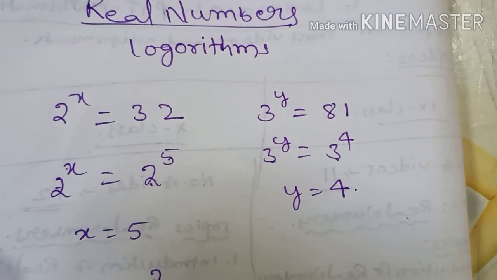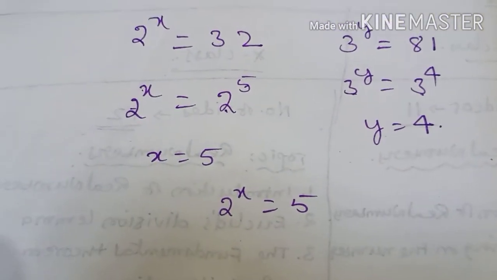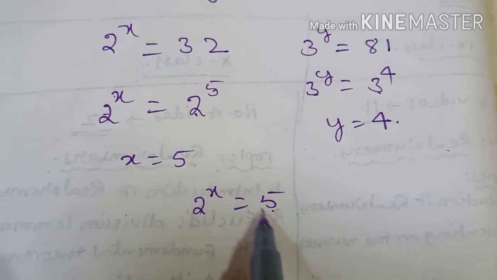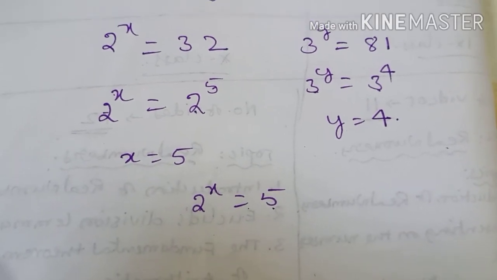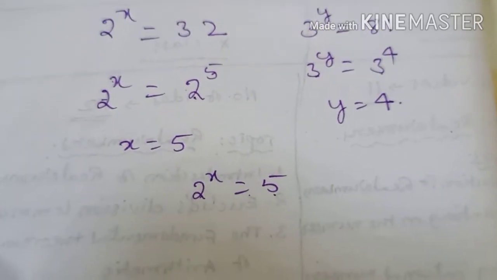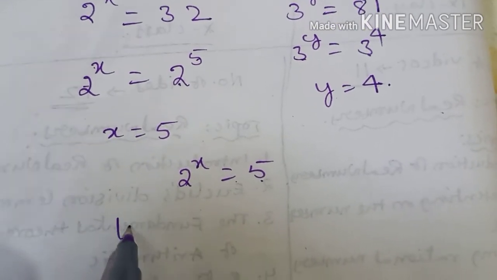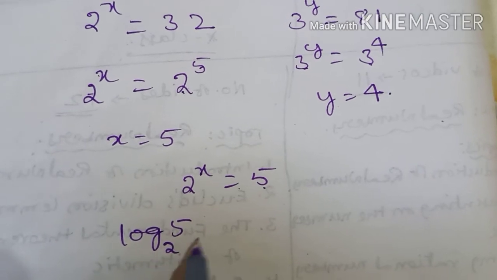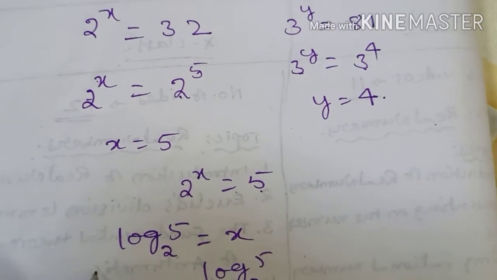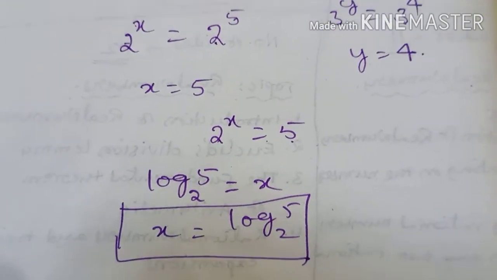In case 2 to the power of x is equal to 5, is it possible to find out the value of x in this method? Not at all. 2 to the power of x is equal to 5, we cannot express 5 as a power of 2. Then we use a new method, that is logarithms. We apply the log on both sides, and we can express this in logarithm terms: log 5 base 2 is equal to x, or x is equal to log 5 base 2. So by using logarithms, we can find out the value of x.